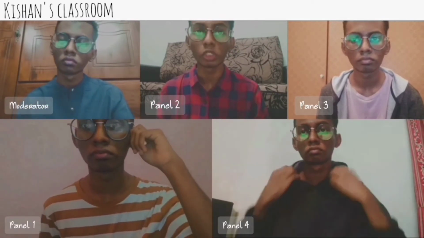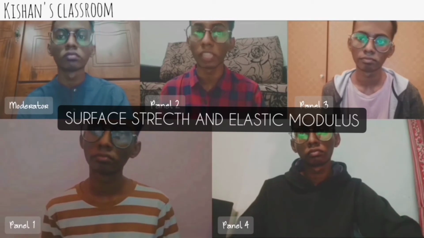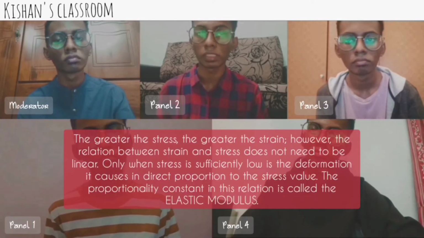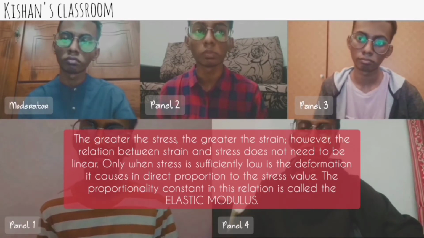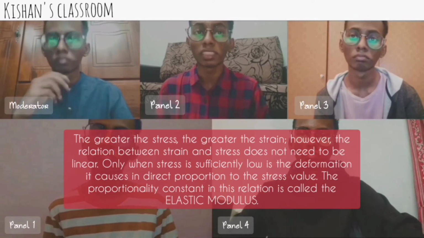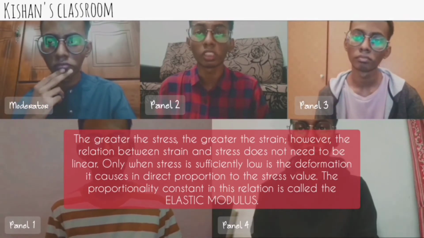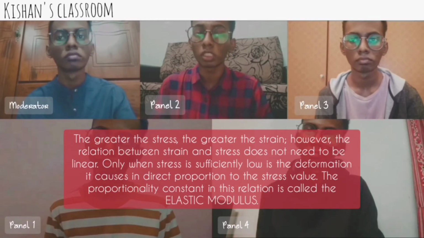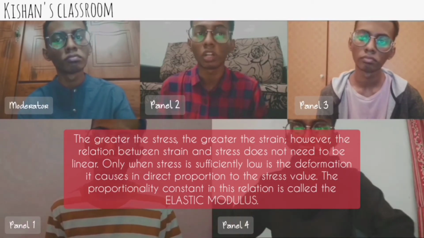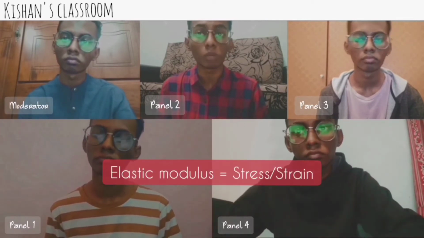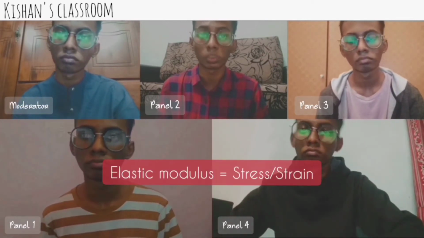So the next part that we're going to study is surface stretch and elastic modulus. So the greater the stress, the greater the strain. However, the relationship between stress and strain does not need to be linear. Only when stress is sufficiently low is the deformation it causes in direct proportion to the stress value. The proportionality constant in this relation is called the elastic modulus. So the equation is elastic modulus is equal to stress over strain.